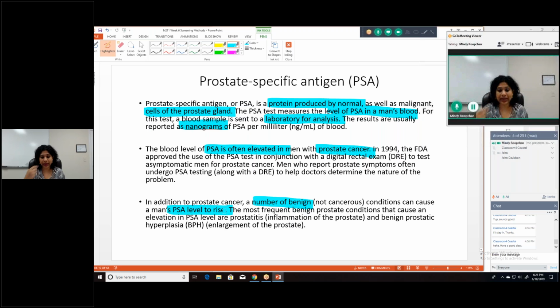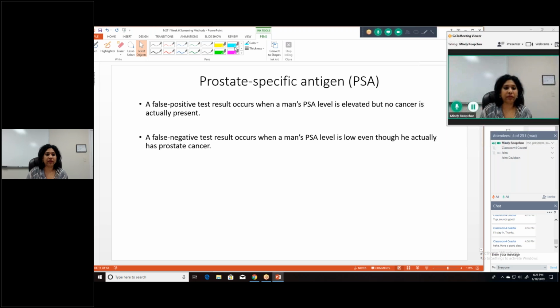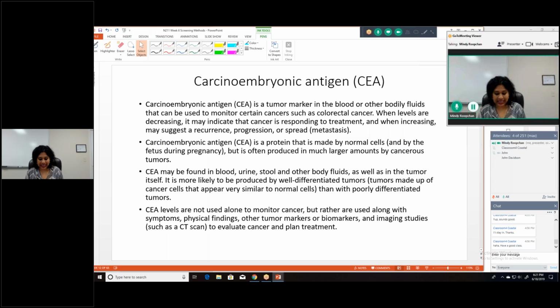So the most frequent benign prostate condition that causes an elevation would be prostatitis, so this is inflammation of the prostate. If they have BPH, benign prostatic hyperplasia, which is enlargement of the prostate, that will also cause this antigen to rise. We have a false positive result that occurs when the PSA is elevated but there's no cancer. A false negative is going to be when the PSA is low but the patient has prostate cancer, so it's the opposite.